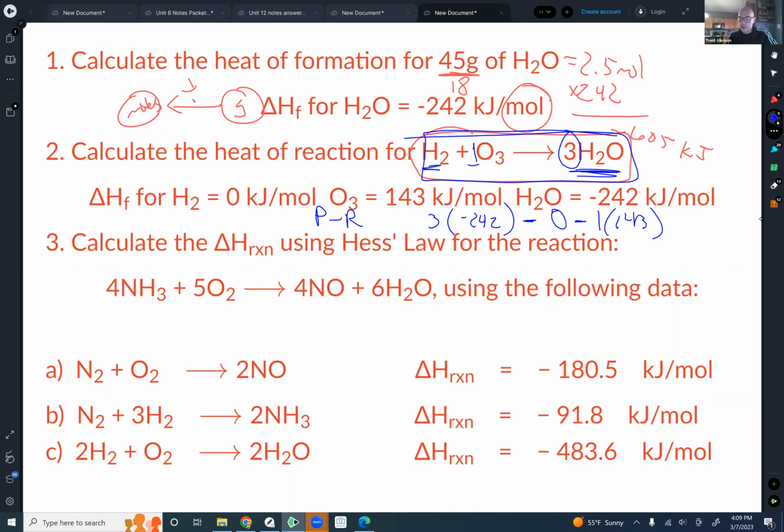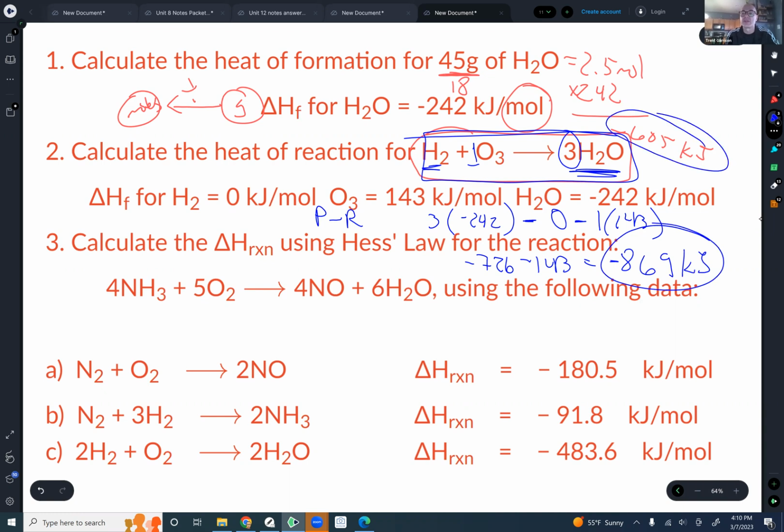So I've got 3 times 242, and that is negative, so that's a negative 726. And then minus 143, well, that means the negatives are just going to be added together. So 143, and you get 869 negative kilojoules. So that's my second answer that I've gotten.